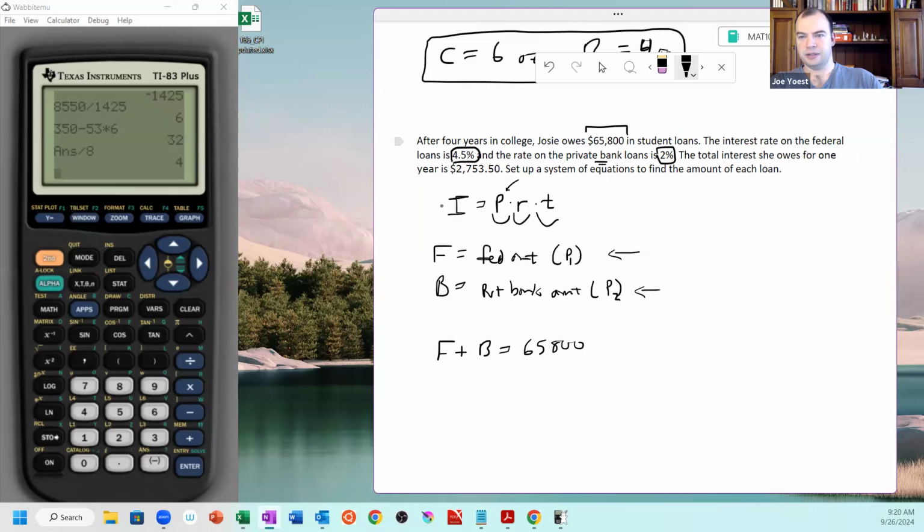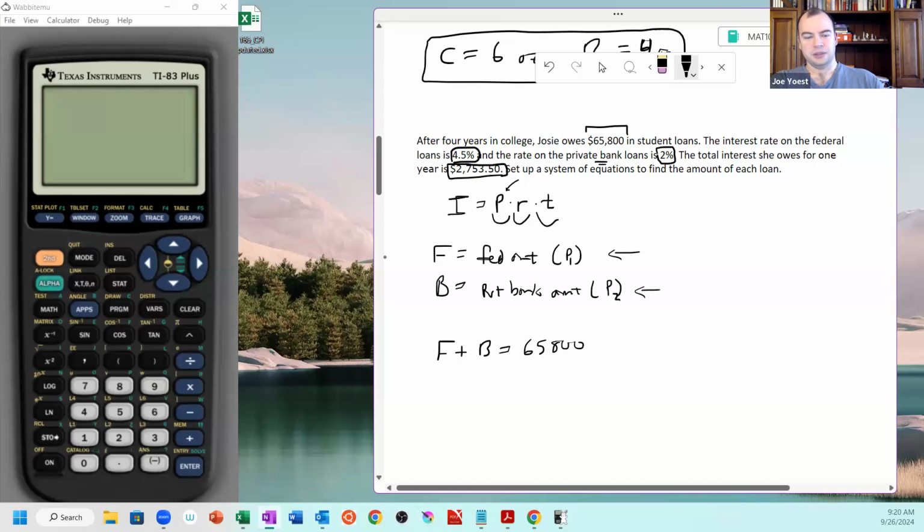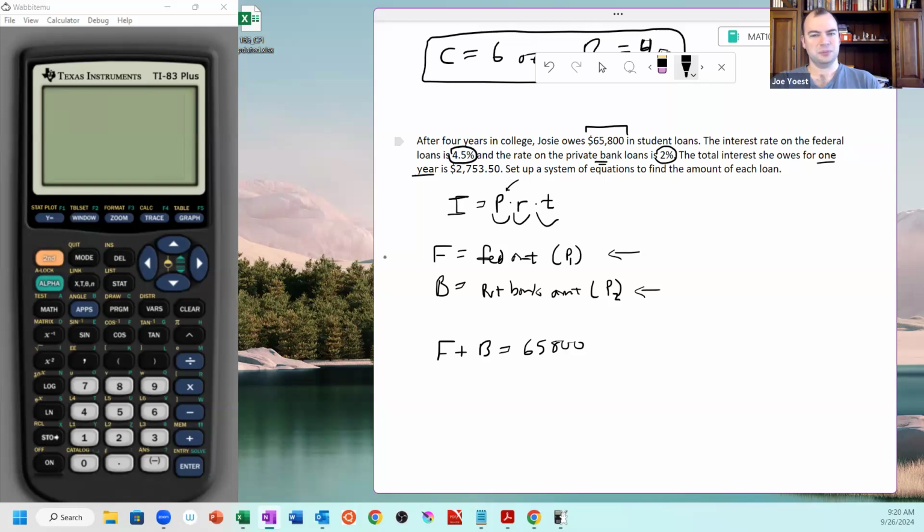And we have another equation, another constraint for this system, related to the interest. So we're not given an explicit time period here. I mean, it says for 1 year, and it just says the rate on the loans is 2% or 4.5%. So we're presuming that that's 1 year. That's a pretty safe, reasonable assumption here.